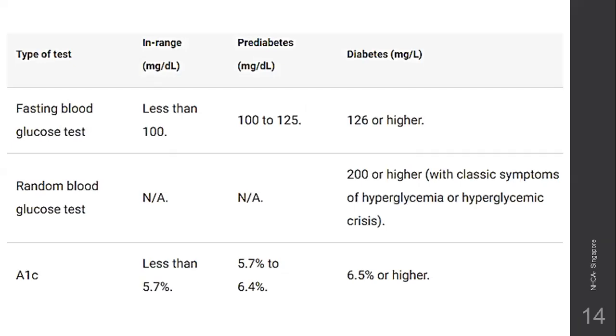So these are the indices. We can take a screenshot of it. Fasting blood glucose level in range, pre-diabetic range and in diabetic range. Fasting blood sugar should be less than 100. 100 to 120, okay, that is also considered pre-diabetic, but not diabetic yet. But if it is more than 120, fasting, it's diabetes.